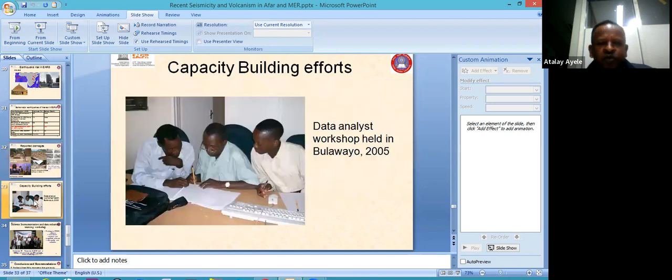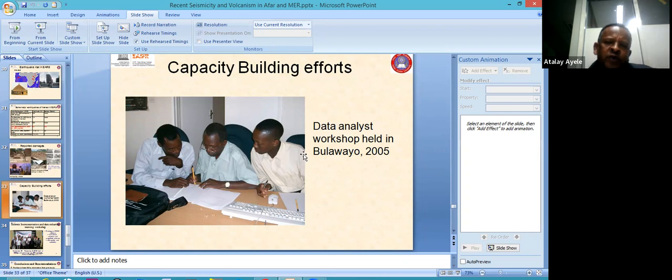When it comes to capacity building efforts, in addition to what we get from other North-South collaborations, we also train ourselves with South-South collaboration. So this picture that we see here, we had an analyst workshop in 2005 held in Bulawayo, Zimbabwe. So once in a while, we train ourselves with resource persons from the countries around the SARSWAG members.